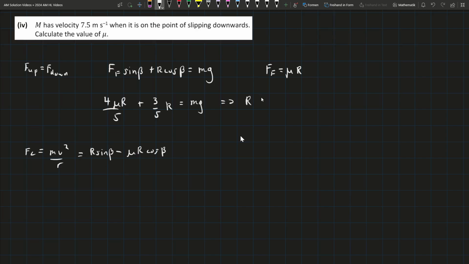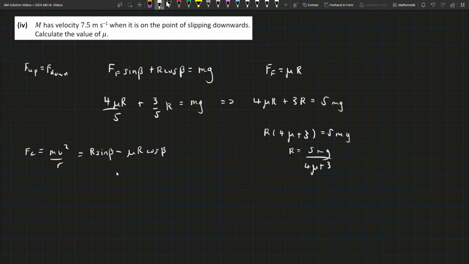I'm trying to think if there's a better way to do this. I think if we multiply by 5, it'll work out a bit nicer. So let's multiply by 5, we get 4 mu R plus 3 R equals 5 mg. Try to get R by itself. R times 4 mu plus 3 is 5 mg. That means that R is just equal to 5 mg over 4 mu plus 3. Let's sub it in here.